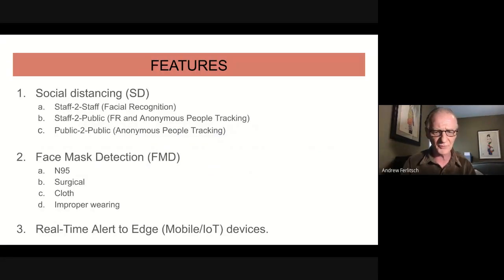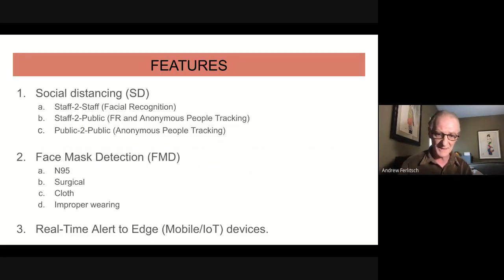So let's look at the probable features that such a deep learning system would have. Well, first, in social distancing, you need staff to staff recognition. So you're going to have facial recognition just for the staff at that particular site. You'd want to be able to do staff to public social distancing. So you'll need facial recognition again for the staff, but anonymous people tracking for the public. And then public to public, which would just be anonymous people tracking.